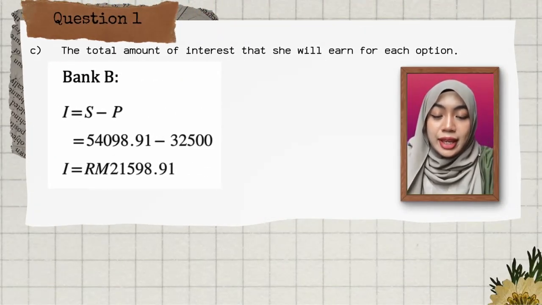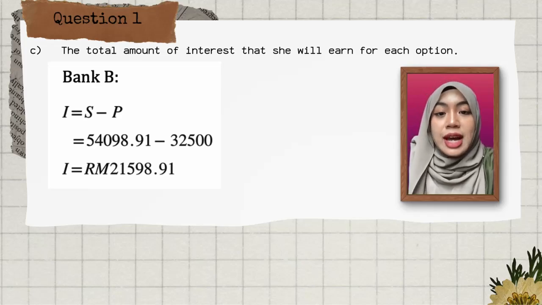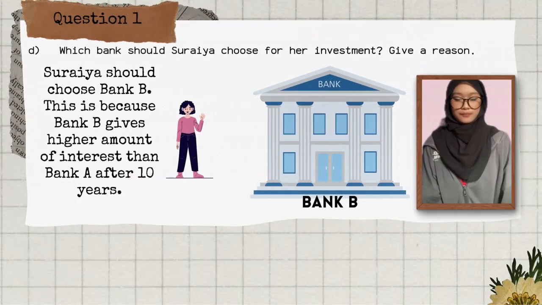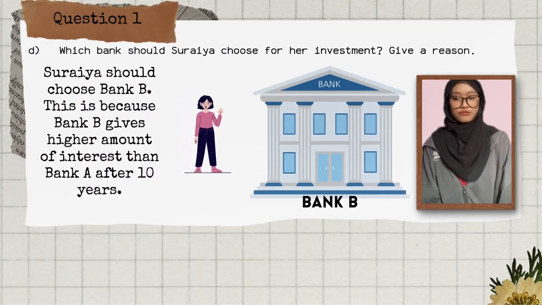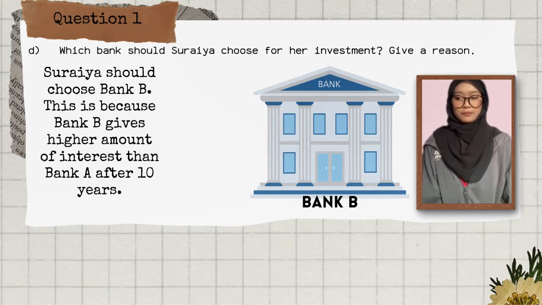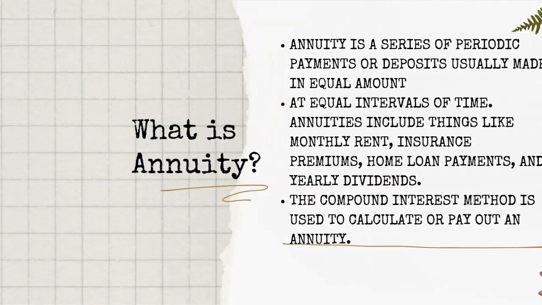Next, we do Bank B, just using the same formula. I equals 54,098 and 91 cents minus 32,500. So the answer is 21,598 and 91. Question 1D. Which bank should Suraya choose for her investment? Give a reason. Suraya should choose Bank B. This is because Bank B gives a higher amount of interest than Bank A after 10 years.